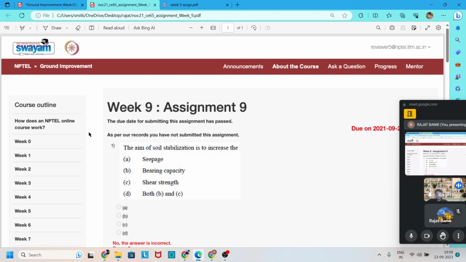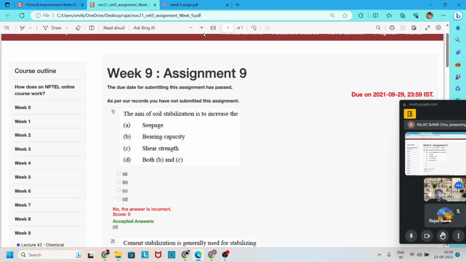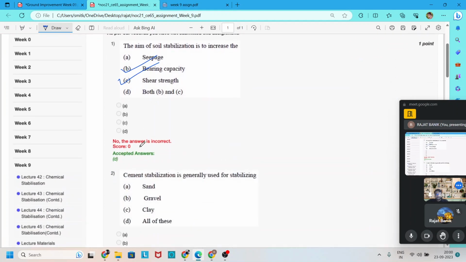So now we try to solve the previous year assignment questions, which are very simple. One by one, we discuss them. The first one asks about the aim of soil stabilization, which is to increase the strength. To increase the strength, we need to increase the bearing capacity, and we also need to increase the shear strength. So the correct option is option D, both A and C.